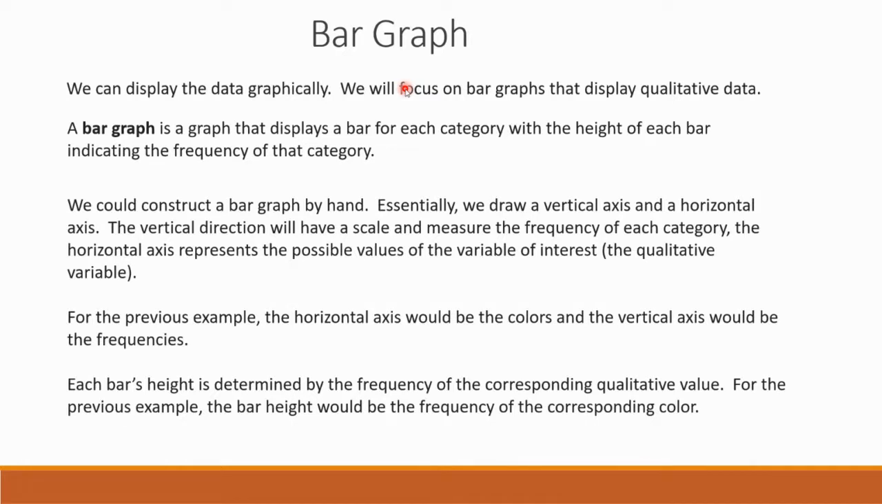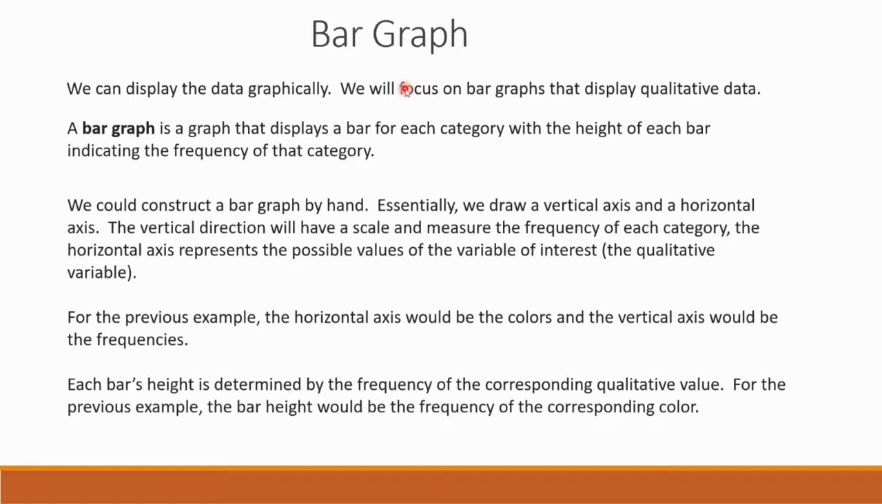One can also make what's called a bar graph. That's where you have a bar for each category. The height of the bar indicates the frequency of that category. So essentially you can make a bar graph from a frequency table. Basically, you have a bar for each category, and the height of each bar is the frequency. I show right here how you would draw it by hand.